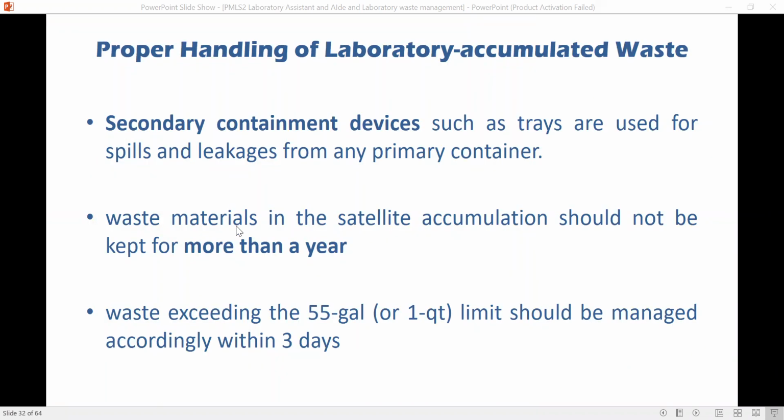So, waste materials in the satellite accumulation area should not be kept for more than a year. Tagal na masyado nun, no? Okay. So waste exceeding the 55 gallons, pag masyadong marami, should be managed accordingly within 3 days. So usually, pag ganito kadami, dadalhin na yan doon sa collection area and then didispose na kaagad, no? Dapat. Okay. Masyado nang malaki ito.